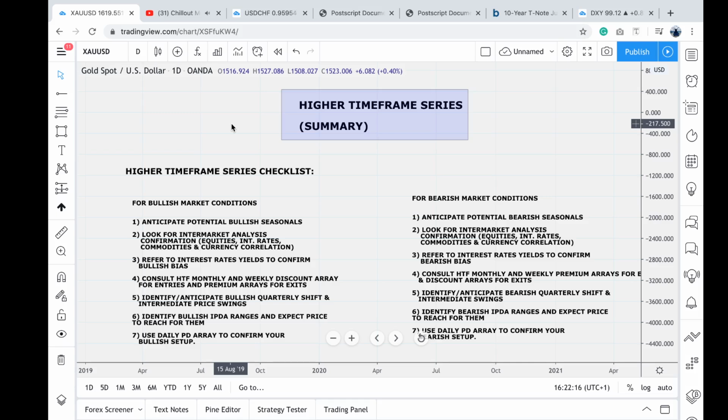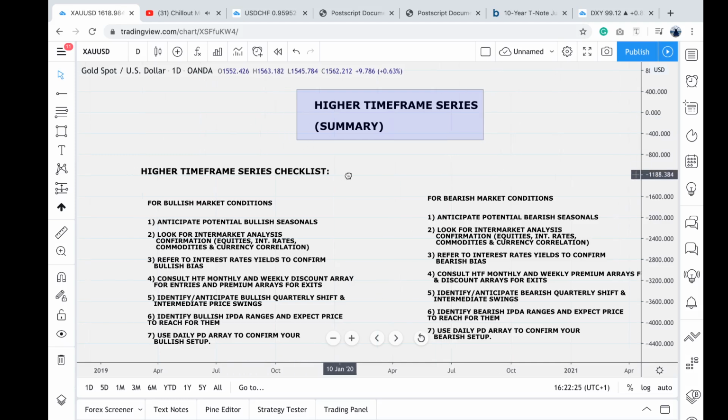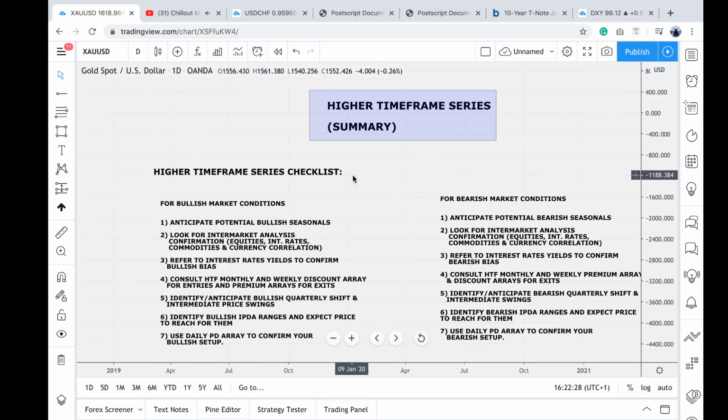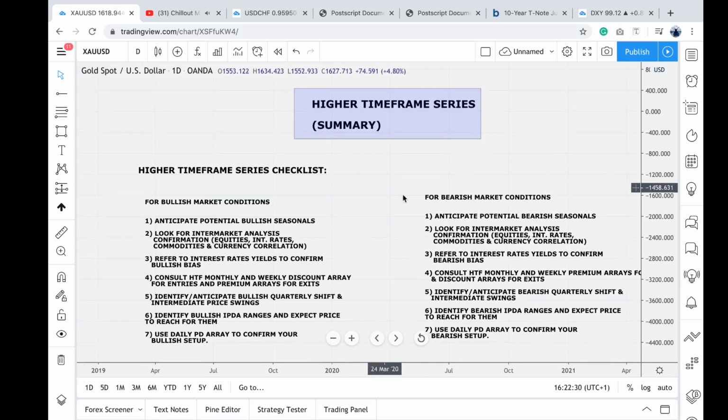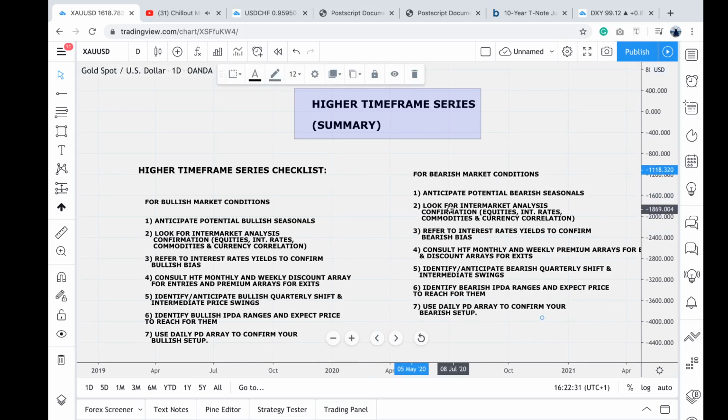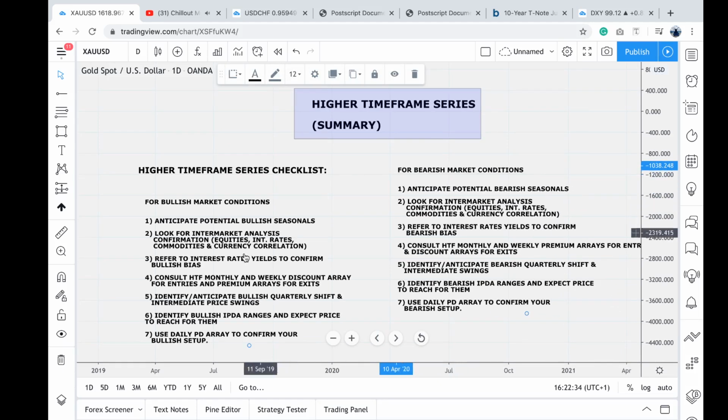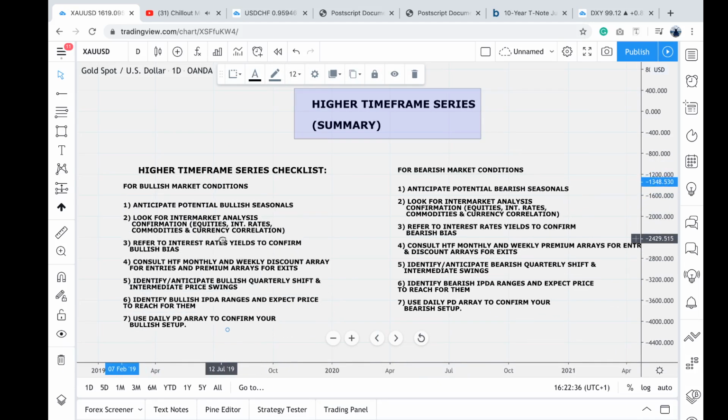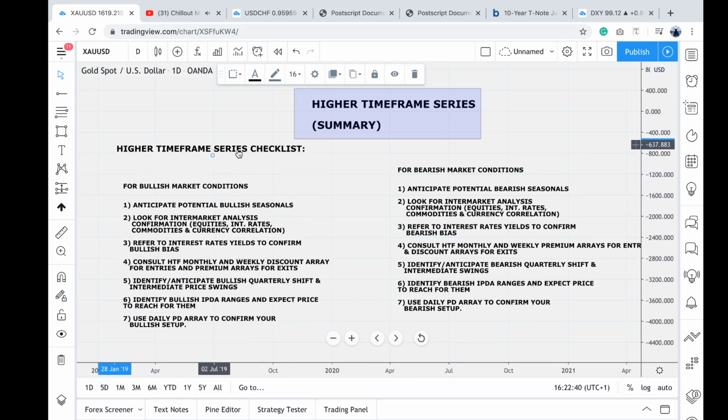All right, so what we have here on the screen is the higher time frame series checklist. We have one for bullish market conditions, and we also have one for bearish market conditions. You can take a screenshot or a picture. If you can take notes, take notes. So basically, this is my higher time frame series checklist.